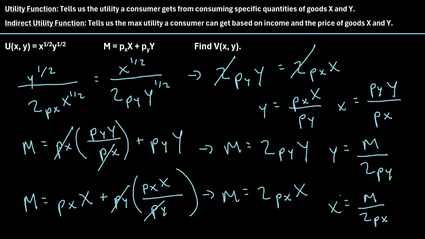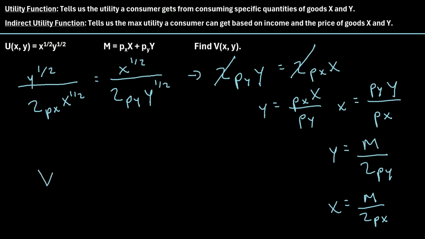Now notice what we've done. We've written X in terms of income and the price of X, and we've written Y in terms of the income and the price of Y. So the very last step to writing this indirect utility function is to plug these values of X and Y into the original utility function right here. So let's clear a little bit of space and write that.